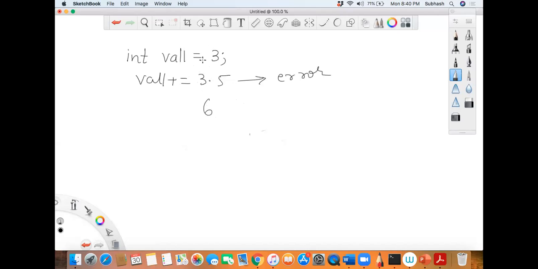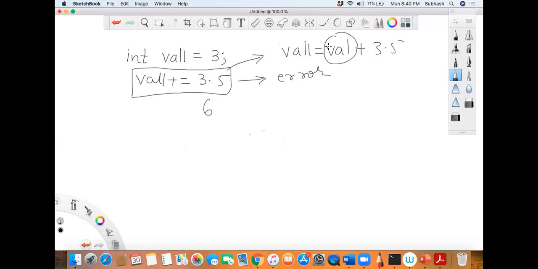That would be done implicitly by the compiler for you, only in compound operators. Only in compound operators, the answer would be equal to the type of the first value. Internally, this gets converted into val1 is equal to val1 plus 3.5, right? So the answer will be equal to this particular data type itself. Therefore, the value is 6.